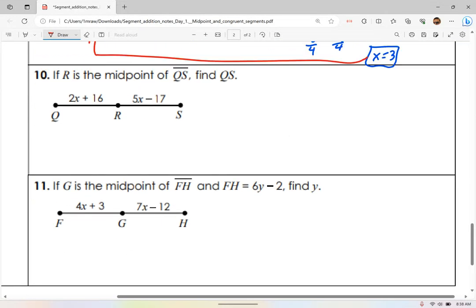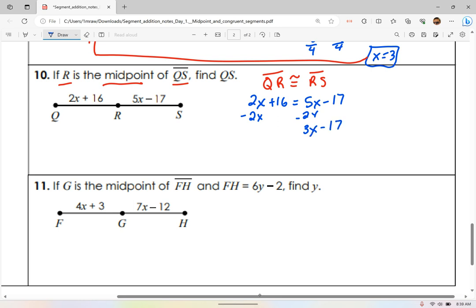So we got two more examples. Same exact stuff, right? Pretty easy. R is the midpoint of QS. Therefore, QR is congruent to RS, right? By definition, that means they're equal to each other because they're congruent. 2x plus 16 is equal to 5x minus 17, right? Do some algebra, subtract your 2x, subtract your 2x. We get 3x minus 17 is equal to 16. Add 17 to both sides. We get 3x is equal to 33. Divide both sides by 3, and x is equal to 11.